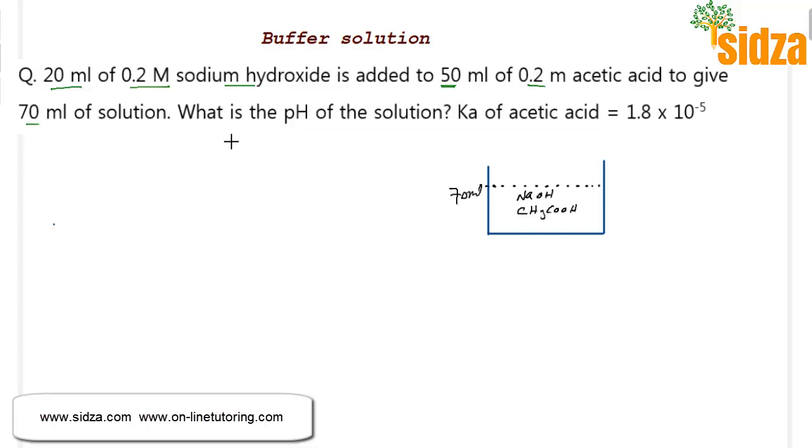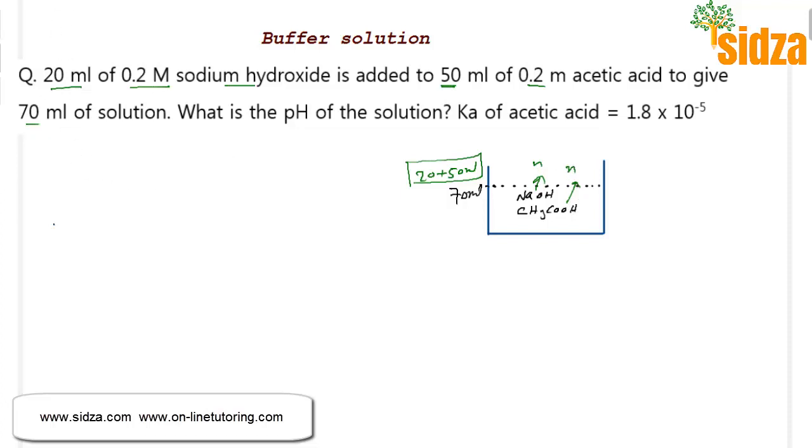First let's find out how many moles of the sodium hydroxide are there. So we will find out the number of the moles of the NaOH and the number of the moles of the acetic acid in the given volume. The 70 ml is the total volume, 20 ml of sodium hydroxide plus 50 ml of the acetic acid. So let's find out the number of the moles of the NaOH and also the number of the moles of the acetic acid first.